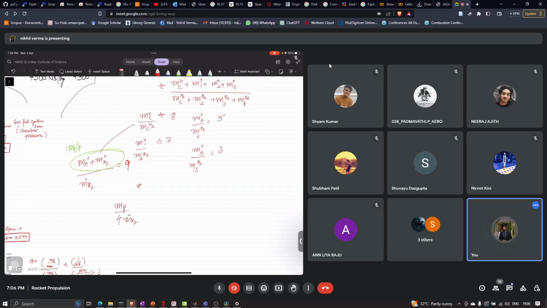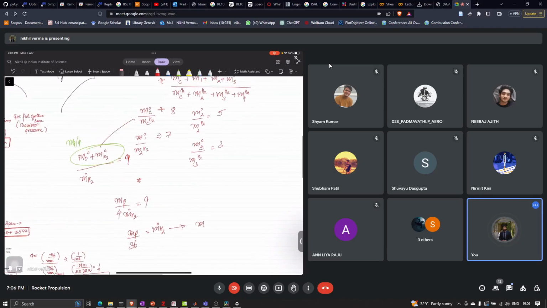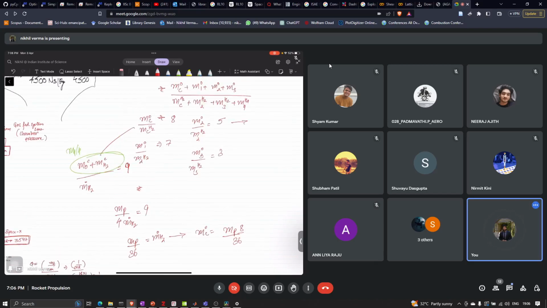Divided by the mass of the hydrogen, this is 9, right? So with this you will get mp by 36 is equal to m of s2. Similarly, we can find what oxygen we are supplying in the core. This will be the mass of the propellant divided by, this will be 8 by 36.